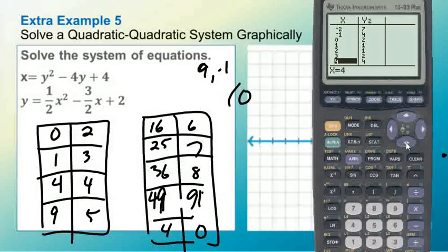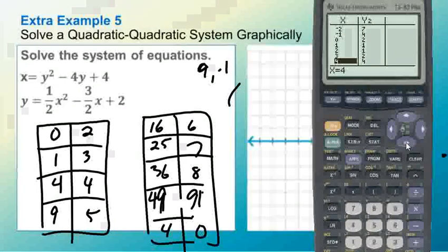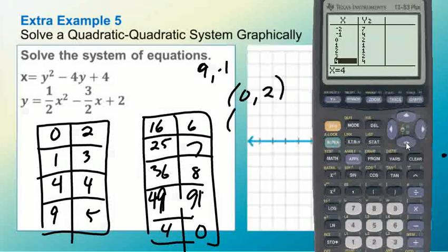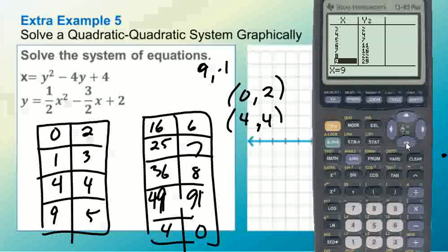So we know we have 0, 2. Across there, we have 4, 4. And if we go down further, we got 5, 7. Nope. We have 6, 11. Nope. 9, 29. Nope, not that. Let me go back up.